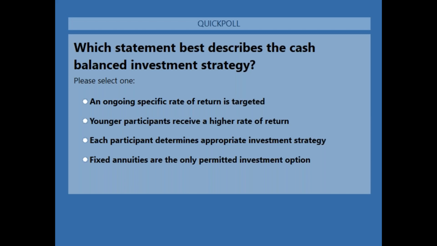Now it's our poll question. More ERISA Jeopardy. Which statement best describes the cash balanced investment strategy? An ongoing specific rate of return is targeted. Younger participants receive a higher rate of return. Each participant determines appropriate investment strategy. Fixed annuities are the only permitted investment option. Let's give people time to respond.